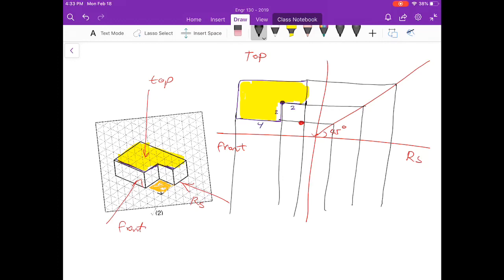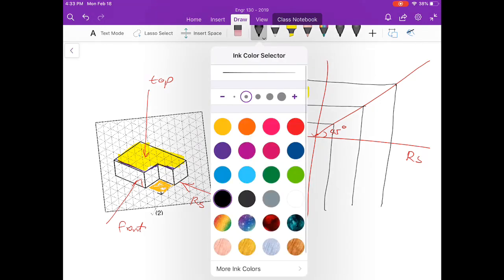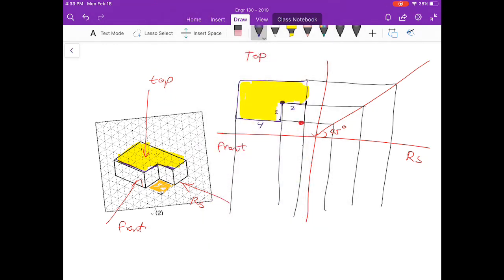So now I can complete the object. The height of the object is 2 units. So it would look something like this. Now down here is a broken line. Whenever you have a break in a piece in your view, we use a broken line. So we use a solid line for somewhere that's not broken.